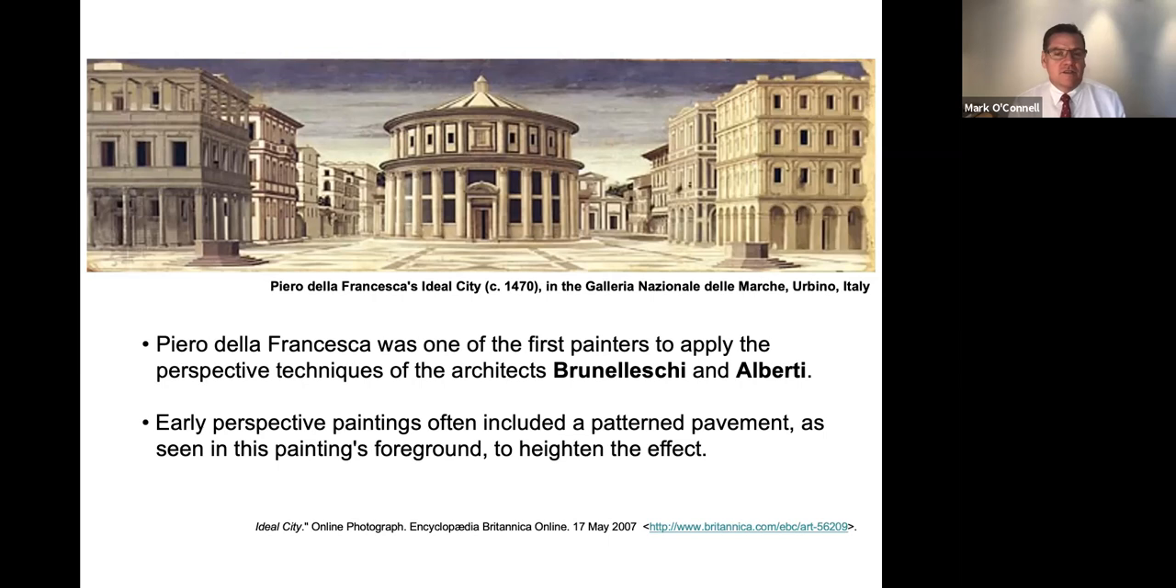Okay, in terms of the rendering, early perspective paintings often included patterned pavement, as seen in this painting's foreground, to heighten the effect. You can see how the grid on the tile work, or I would assume they'd be marble tiles here, adds to the perspective. You've got the building perspective, and then on the actual terrace in this public space, the layout of the light and dark tiles gives you the perspective as well. Beautiful drawing or painting here.